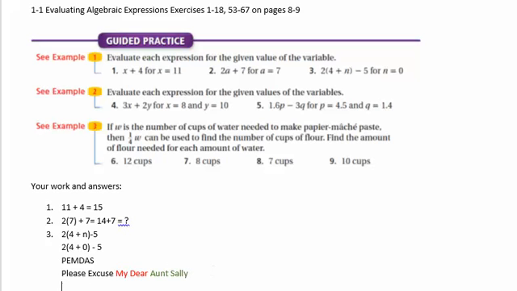The P, oops, I'm still using green. The P is parentheses, and that means that you want to do all the work in the parentheses first. The E from excuse is exponent. So if you have any like 2 squared or 3 to the 4th power, you would do that next. And then we have the multiplication and division in order from left to right. And then we have addition and subtraction in order from left to right.